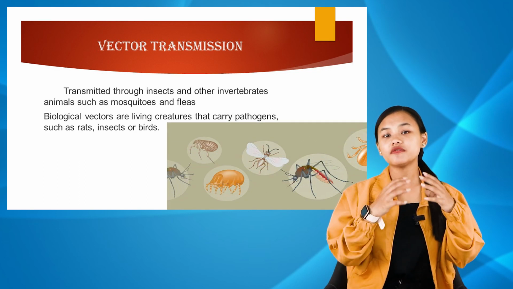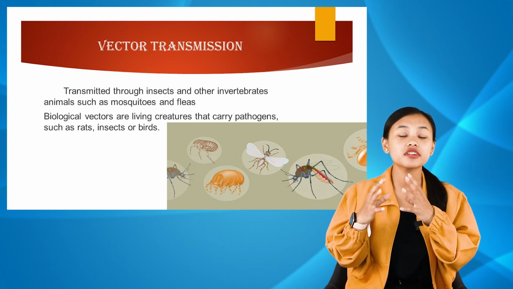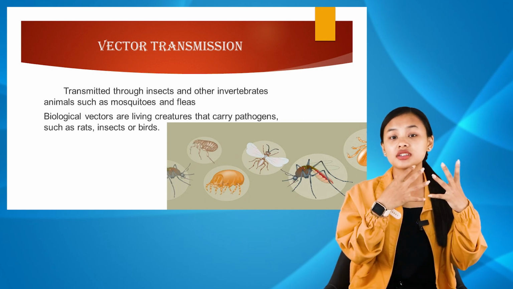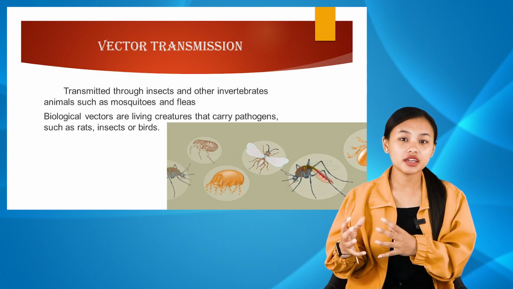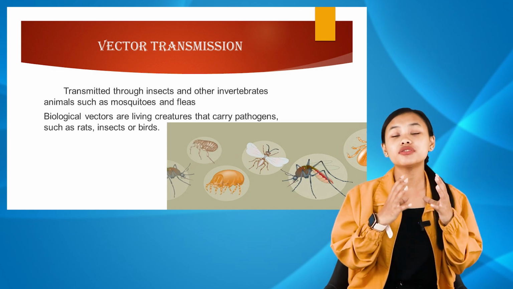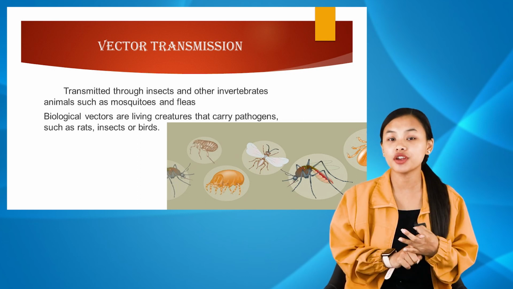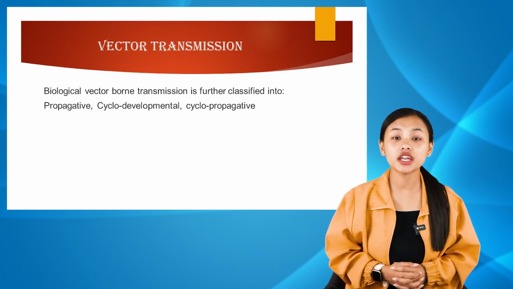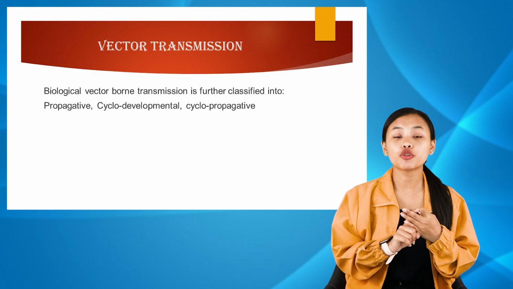And the second one is the vector transmission. So this is a process whereby microorganism will be transferred from one person to the other through insects and other invertebrate animals such as mosquitoes and fleas. These vectors can be biological or even mechanical, where these biological vectors are living creatures that will carry these pathogens, and these can include the rats, the birds, as well as various insects. And this biological vector-borne transmission is further classified into propagative, cyclodevelopmental, as well as cyclopropagative.